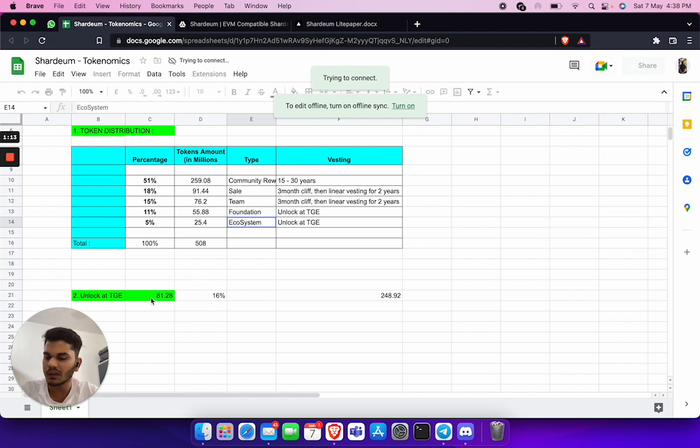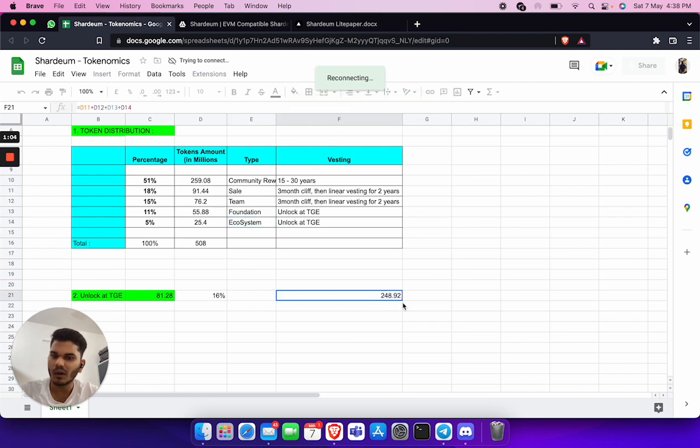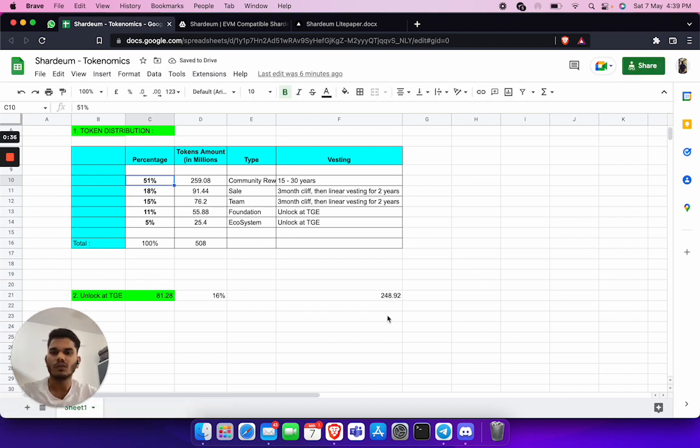That would come to 81.28 million of initial supply, then it will increase. After 2 years, that would be 248.92 million. This is the addition of all four segments of tokens. This is the minimum amount that could be unlocked, and for the maximum, 3 or 4% from the 51% will be added to this. So it will come around 310 or 320 million. That's it. This is the total tokenomics of Shardeum.